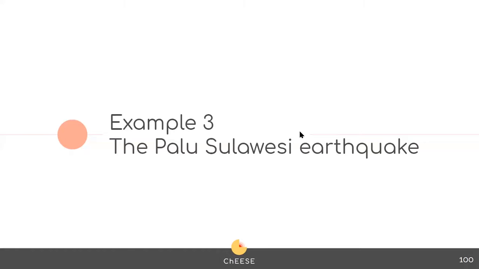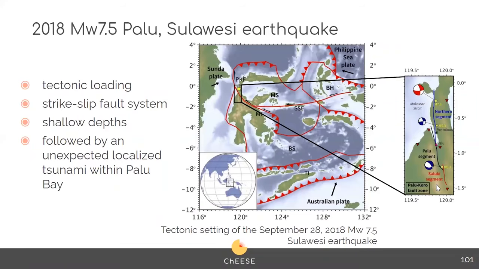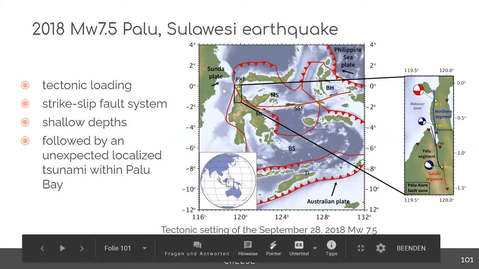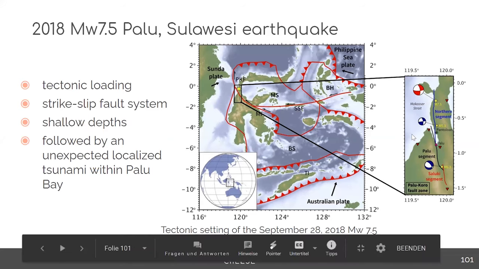Okay, and so the third example will be the Palu Sulawesi earthquake. Probably you have heard about it. So in 2018, there was an earthquake in Indonesia on the Sulawesi Island that you can see here. This island, as you can see, has a very complex tectonic setting. This earthquake was due to tectonic loading.